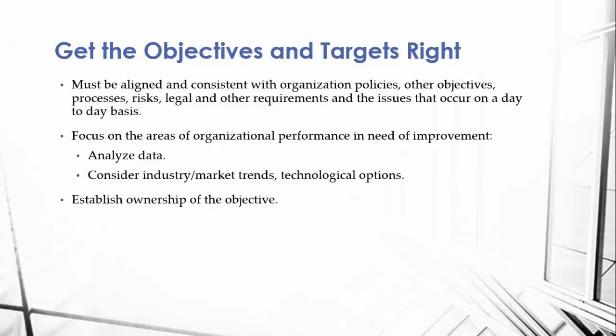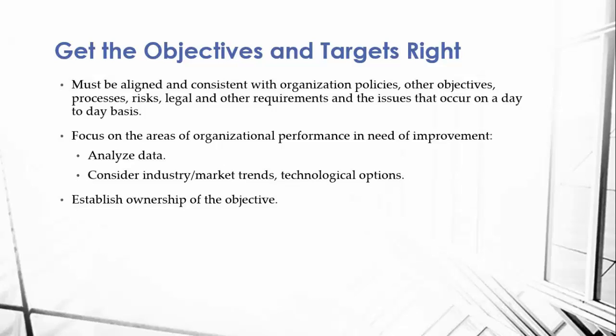Making sure that your objectives and targets are actually aligned with, well, what are your actual business risks? And are those the risks that you're actually trying to address? By addressing them, is that going to deliver any value to the organisation? Making sure you're complying with the law and so forth. And focusing on areas of organisational performance in need of improvement, well, that requires analysing data and where you've come from. What are some of the areas that need improvement? It's a result of, I guess, the data you've captured in the system.